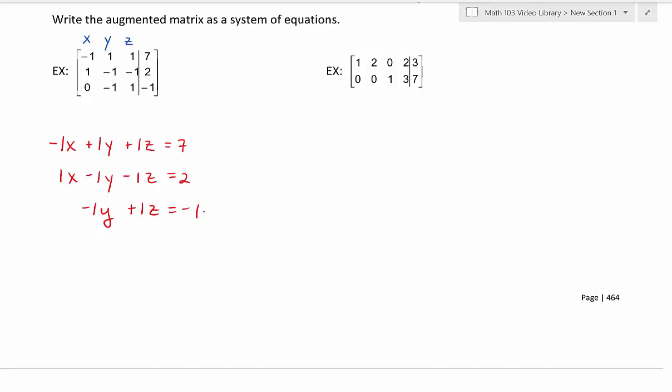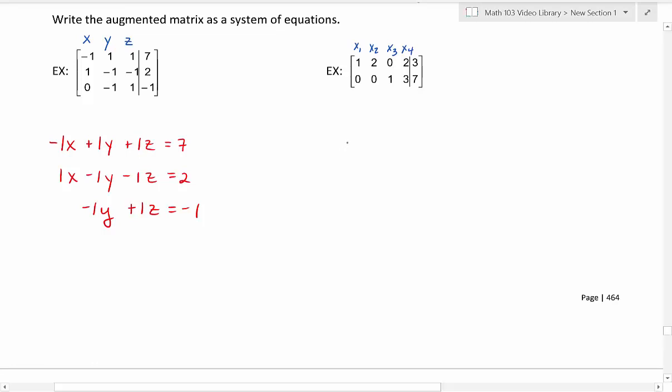Let's take a look at our next example. Because I have 4 columns to the left of the vertical line, that tells me that I need 4 variables. And you can choose whatever variables you like, A, B, C, D. We could use x1, x2, x3, x4. I think that's the notation I'll use. W, X, Y, Z also works. There's only 2 rows, so that means we only have 2 equations to write.